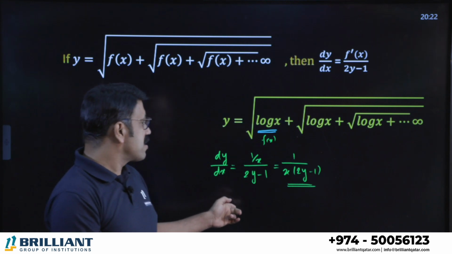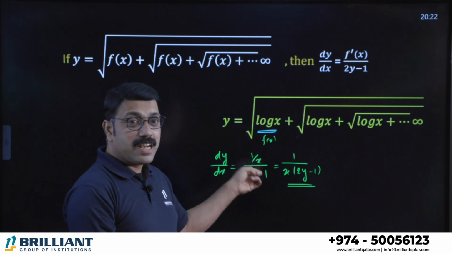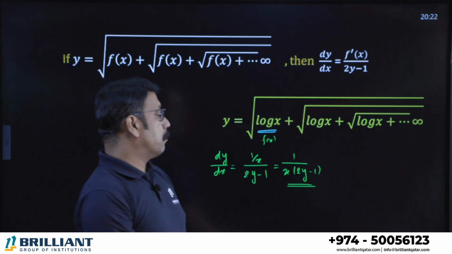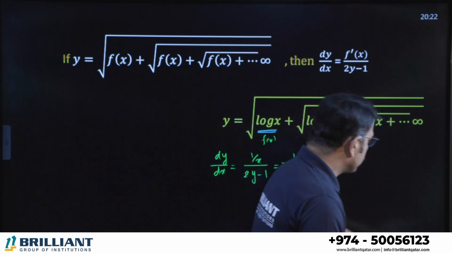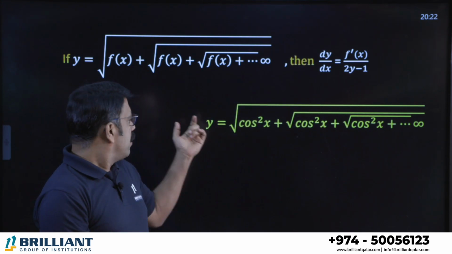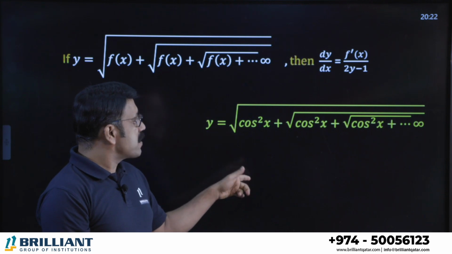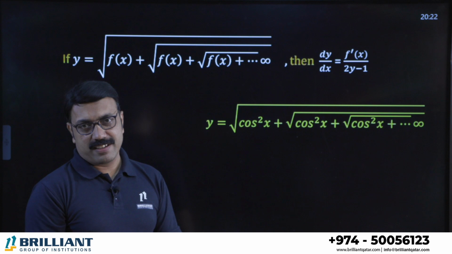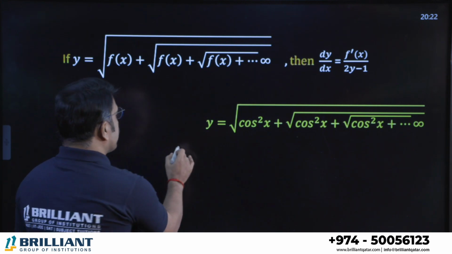That means dy by dx equals the derivative of the function divided by 2y minus 1. Okay, please see. One more example. y equals root of cos square x plus root of cos square x plus root of cos square x plus etc. to infinity. Then what is the dy by dx?